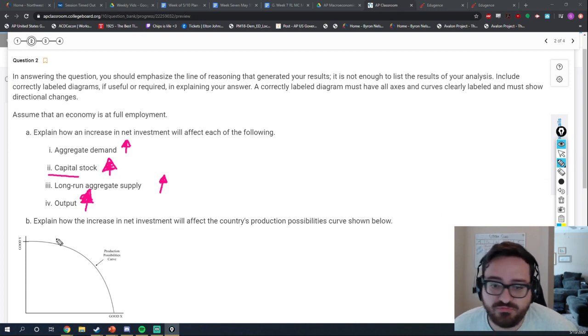But that would be a relatively good way to explain it. Output goes up because there's an overall increase in production. As AD goes up, they're buying more capital, as businesses produce more, so output goes up. And explain how the increase in investment will affect the production possibilities curve shown below.